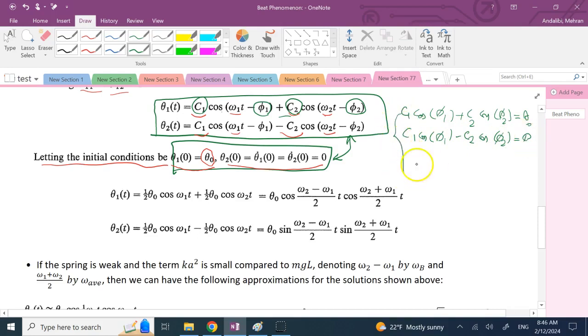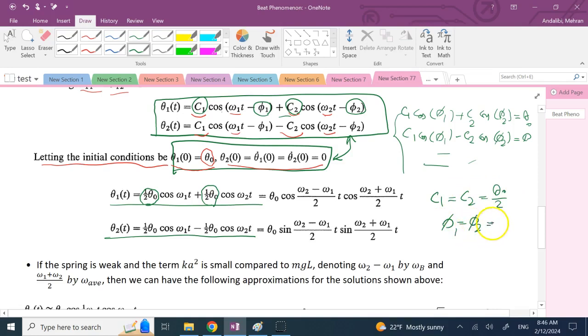And then you have to take two derivatives. So you get four conditions, 4 unknowns and 4 equations, and then you have to solve for them. If you do so, these are your exact solutions. You'll find C1 to be 1/2 of theta naught, C2 to also be 1/2 of theta naught, and both phases will be 0. So in this case, you'll get this. And these are your solutions.